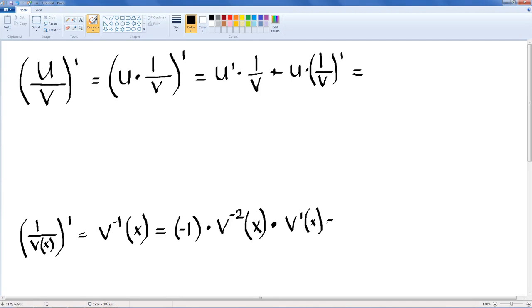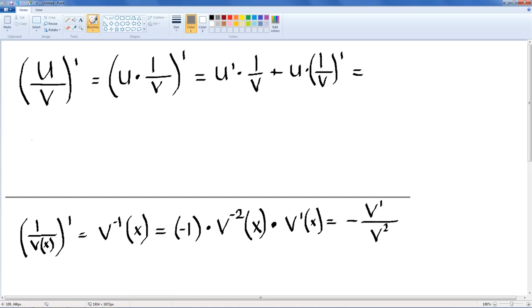So that equals negative, because we have minus 1, then at the top we're going to have v prime, and at the bottom, because it's v to the power of negative 2, we're going to have v squared. And that's pretty much it. So now you just set this aside, and we're going to use that above.